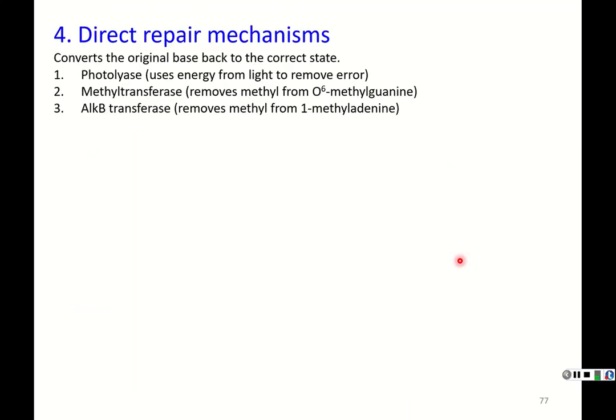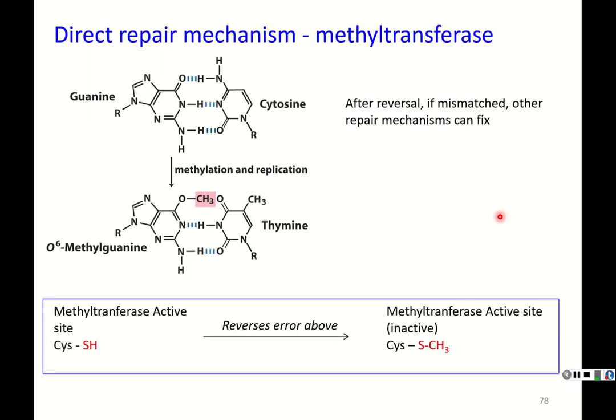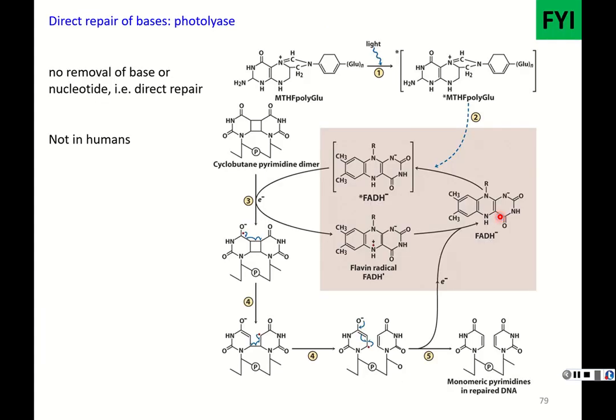The last category of these is the direct repair mechanisms, things like photolyases, methyltransferases, or this AlkB transferase. We're not going to really talk about any of these specifically. Some of the examples are shown here on the slides and in the book, but you won't be responsible for this in this class. Okay, so there's a direct repair mechanism for methyltransferases. Photolyases use flavin cofactors to help facilitate this.